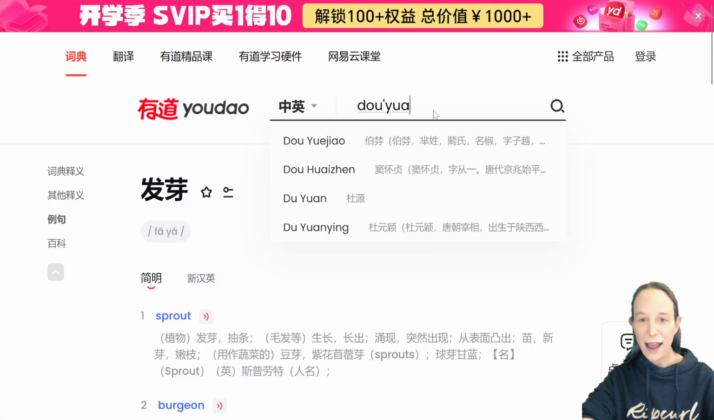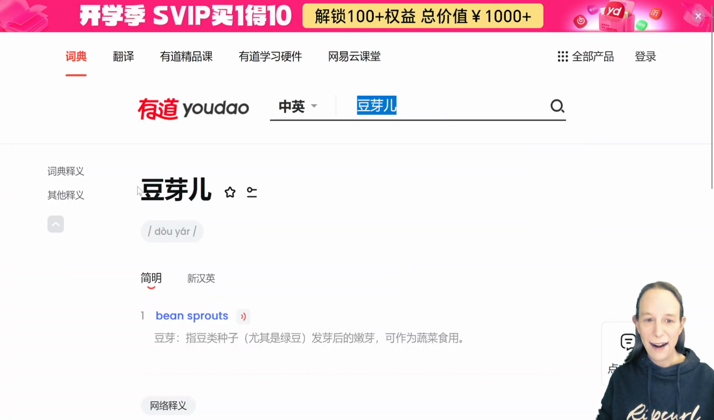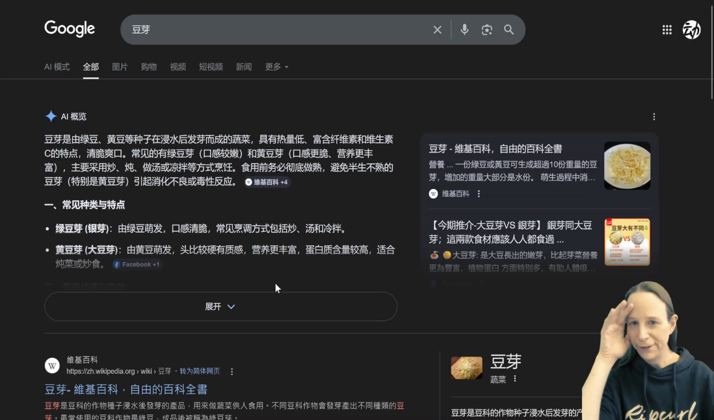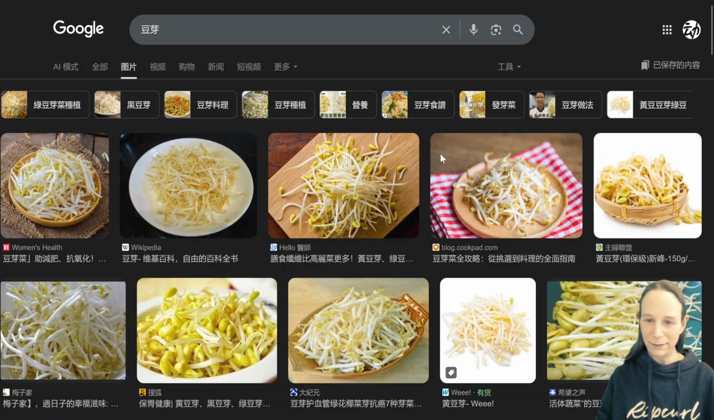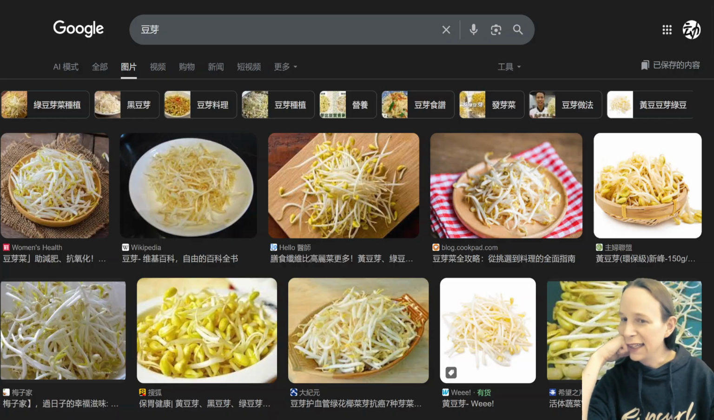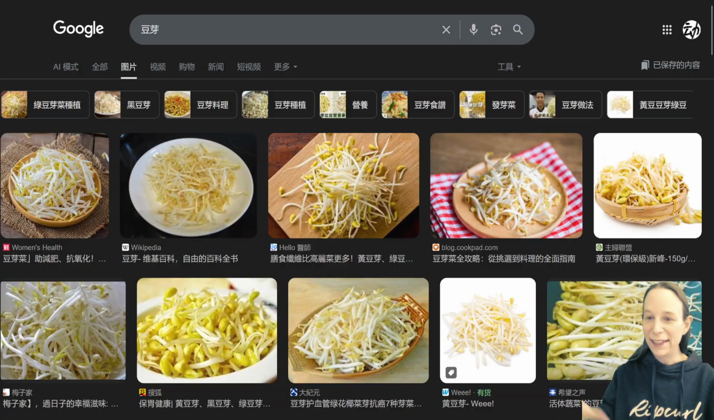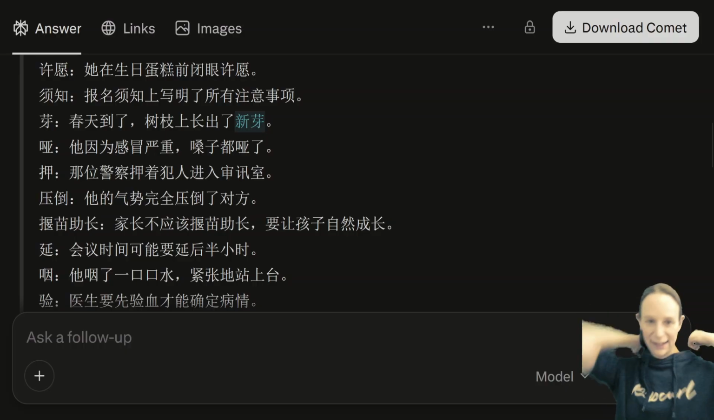Oh, do you know 豆芽? Often it's with the erhua, 豆芽儿. This one, bean sprouts. This one is quite common actually. It's a food, right? So you might get 豆芽, bean sprouts. Actually, it's the same in Chinese and English, isn't it? It's just bean sprouts, the word, right? Anyway, 芽，春天到了，树枝上长了新芽。Okay, so new sprouts.